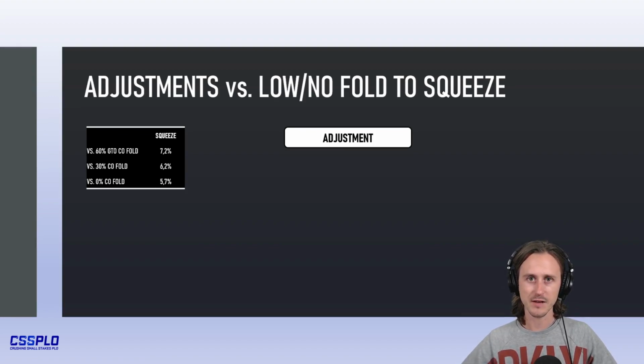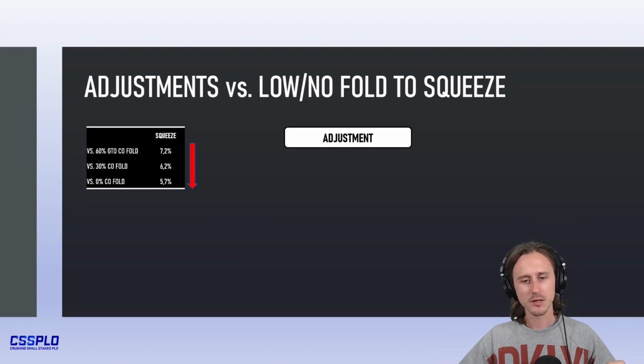I looked into population tendencies, and the average number the population is folding here is around 30%. So that middle number is somewhat accurate for what you should think about. But there are, of course, also a lot of players that do have a high fold frequency, for example, 40, 50, 60%, where we can utilize the GTO outcomes. But there are also many players who never fold, basically. And there we can use the bottom one more. Versus a 0% cutoff fold, the squeeze frequency drops to 5.7%. So you can see here a drop off going from 7.2 to 6.2 to 5.7.